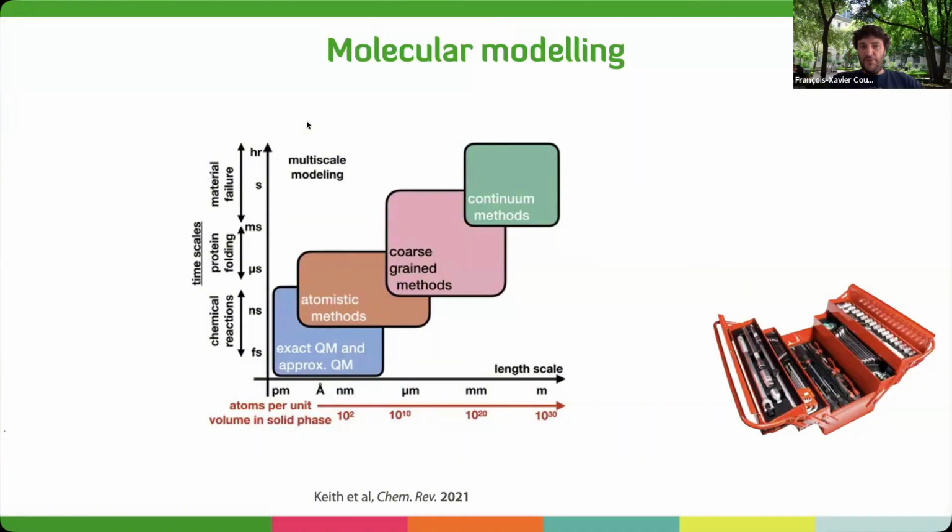And all of these methods have been developed in the past decades. Each of them individually is well developed, whether it's DFT, molecular dynamics, or Monte Carlo simulation.